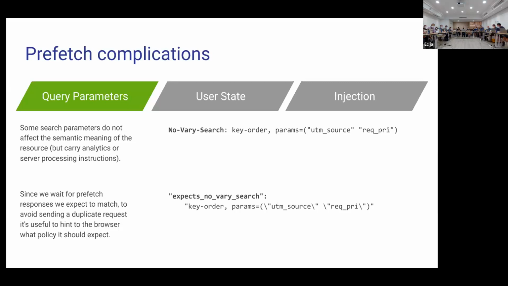This doesn't affect the ultimate behavior when the response comes back, but it does tell the user agent that if this no-vary-search policy would make the resource match, we should probably wait for the resource to come back rather than starting a new request. So it's a little bit subtle, but it ends up not being a ton of extra actual complexity.